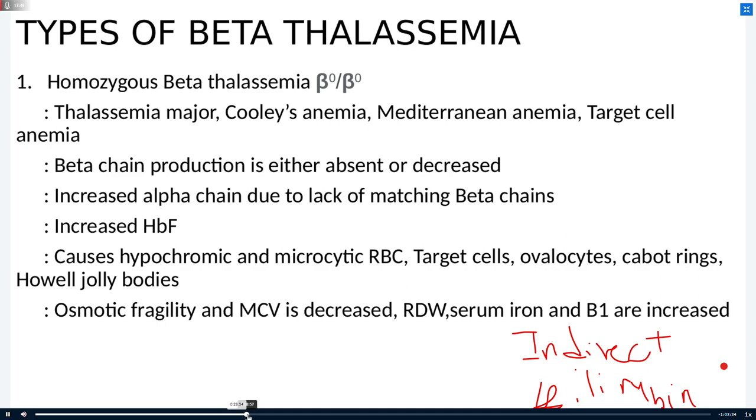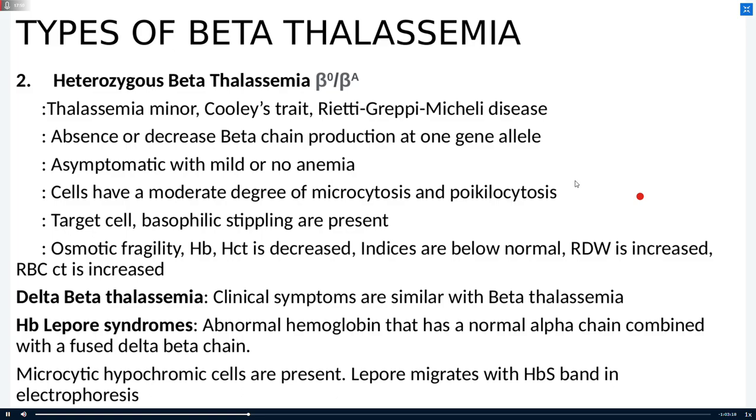Heterozygous beta thalassemia. So in heterozygous beta thalassemia, this is also known as your thalassemia minor, Cooley's trait, Rietti-Greppi-Micheli disease. In this one, there is absence or decreased beta chain production at one gene allele. Usually, the patient is asymptomatic with mild or no anemia. Cells have moderate degree of microcytosis and poikilocytosis. Target cell and basophilic stippling are present. Osmotic fragility, hemoglobin, and hematocrit is decreased. Indices are below normal. RDW is increased, and RBC count is also increased.